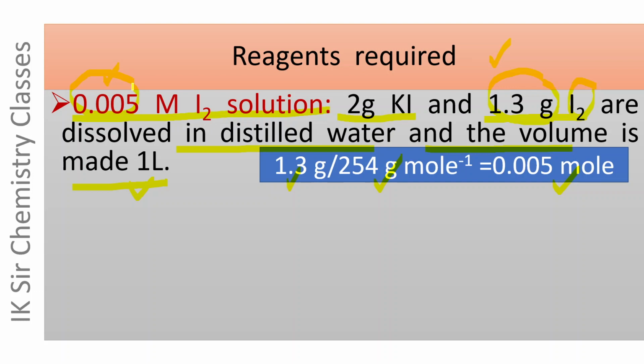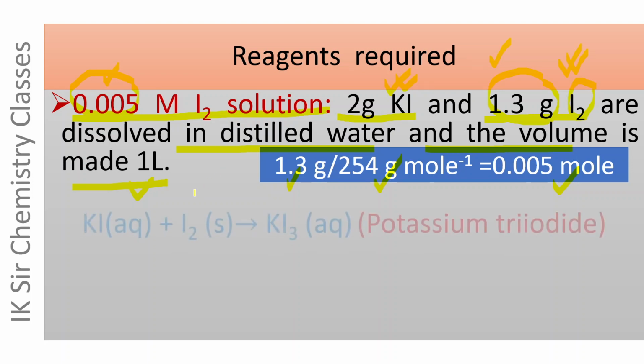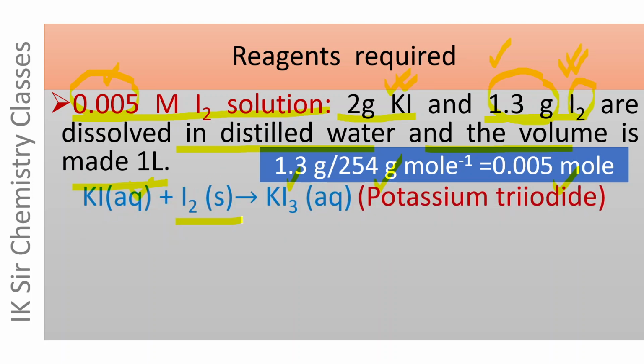0.005 M. Here, one fact is noteworthy that iodine is almost insoluble in water. But in the presence of potassium iodide, iodine dissolves in water, forming triiodide ion. Iodine solid does not dissolve in water, but in the aqueous solution of potassium iodide, it dissolves, forming aqueous solution of potassium triiodide, and hence KI is taken for the preparation of solution of iodine.